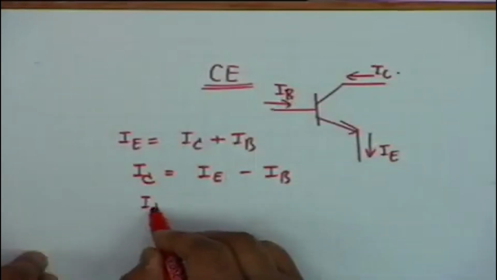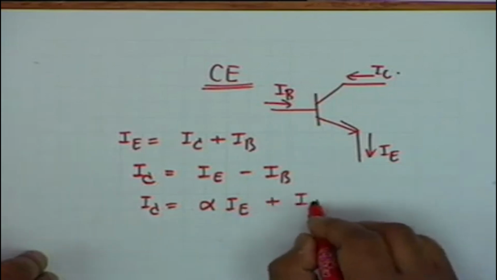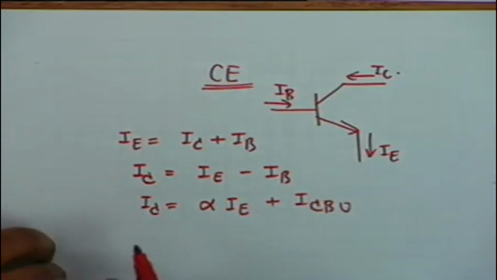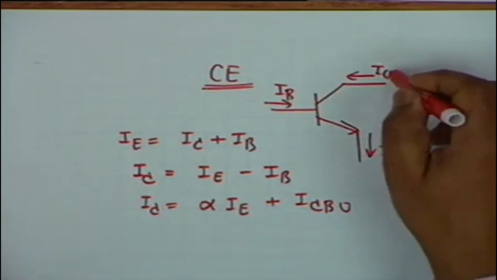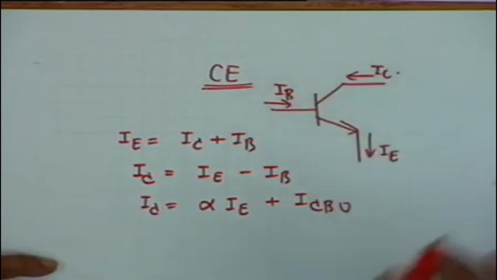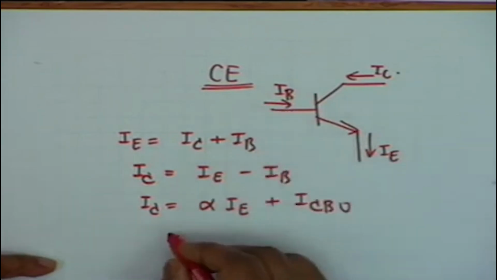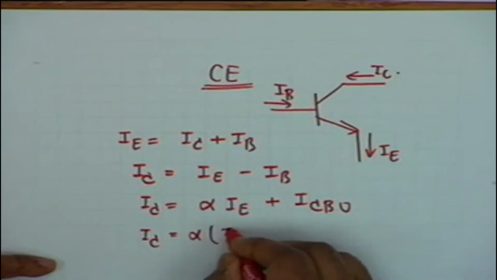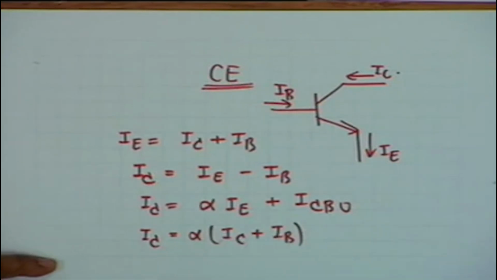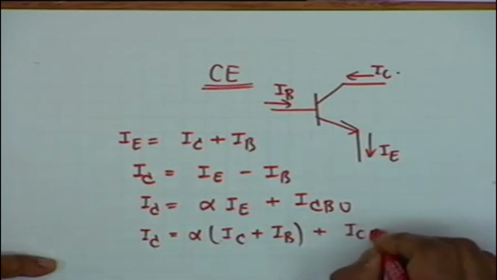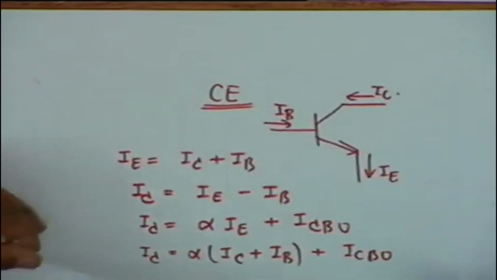You also know that I sub C is alpha I sub E plus I sub CBO. All right. What we want to establish is the relationship between I sub C and I sub B. We don't want I sub E in the picture, because the input current is now I sub B, and therefore I write this as I sub C equals alpha times (I sub C plus I sub B), plus I sub CBO. I want you to look at this carefully.